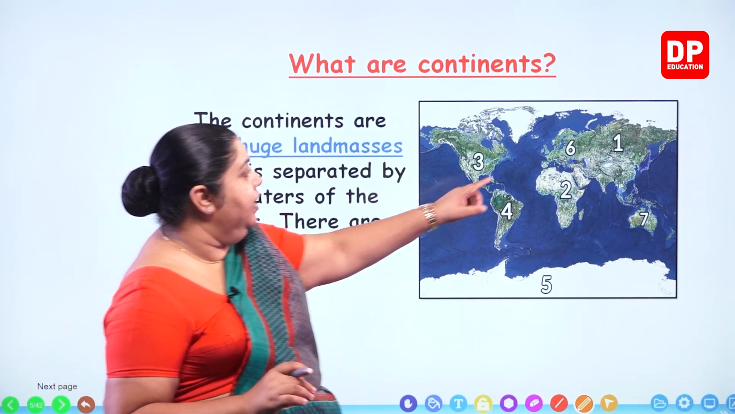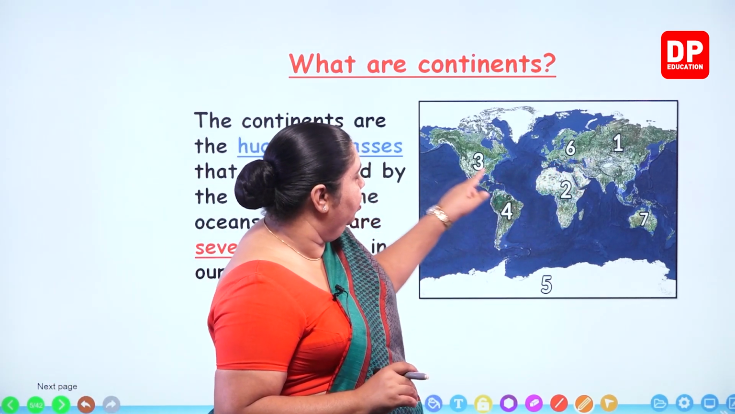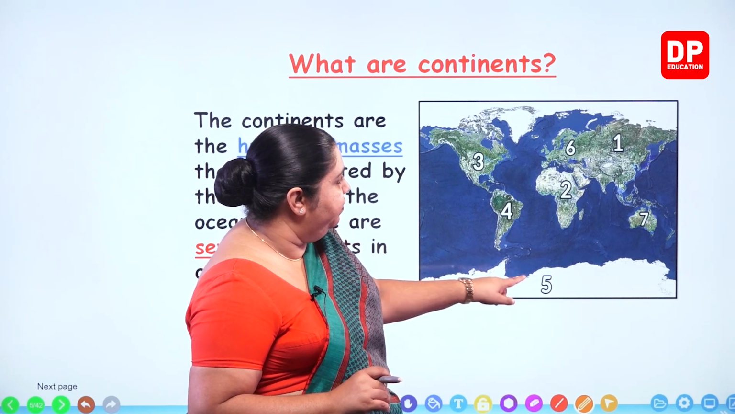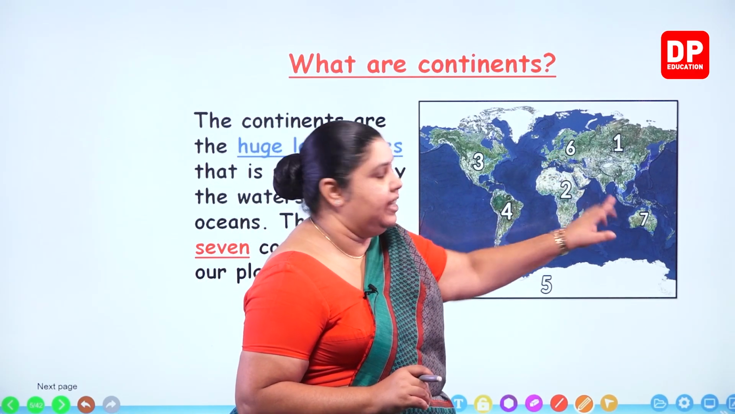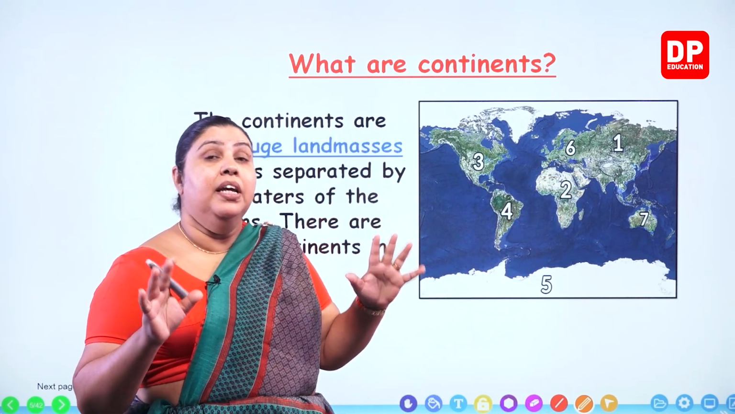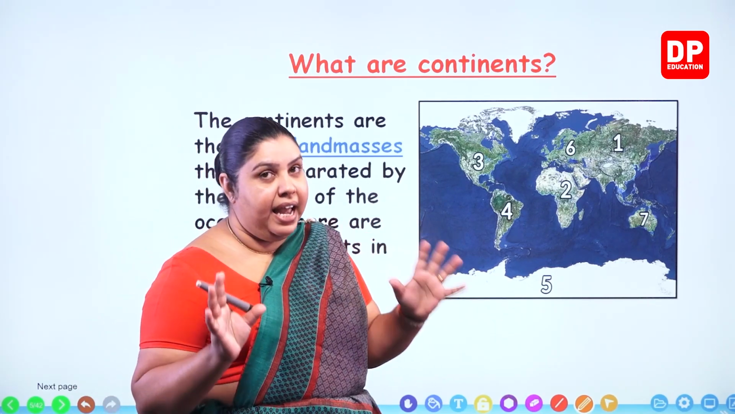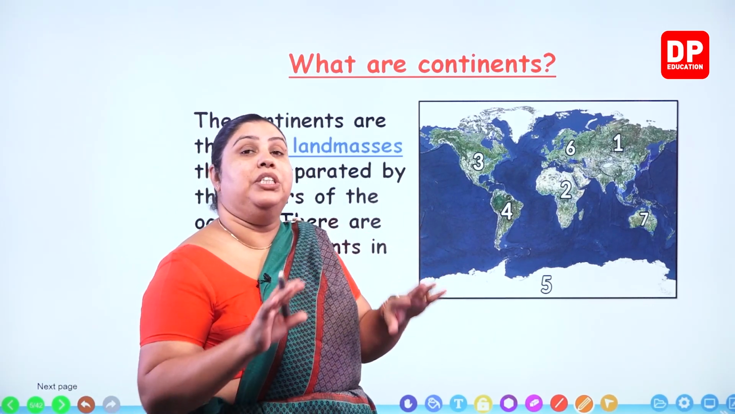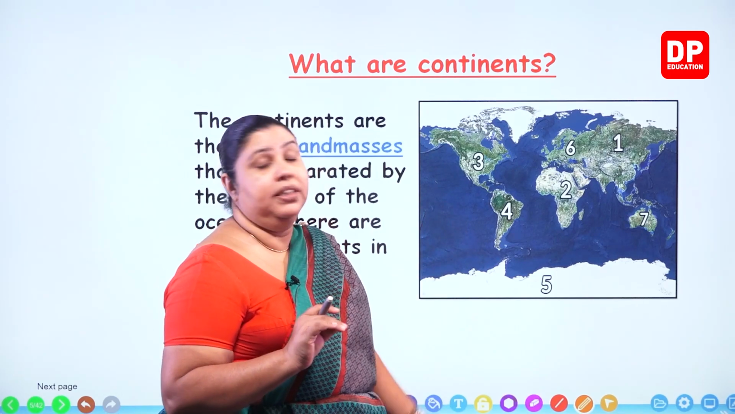Now can you see 1, 2, 3, 4, 5, 6, 7. There are 7 huge pieces of land on the planet Earth which is separated by the waters in the ocean.